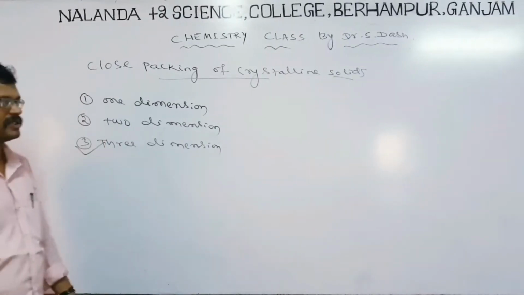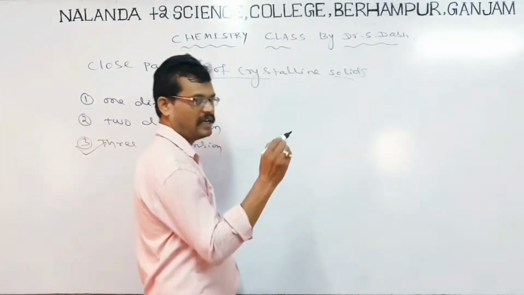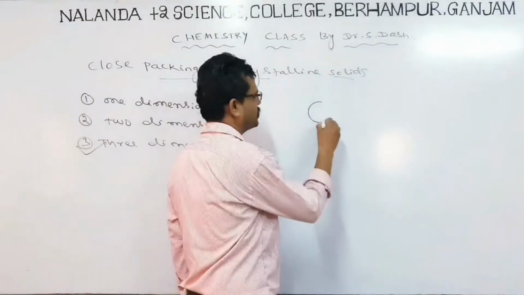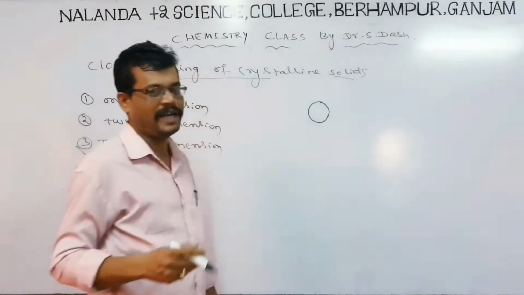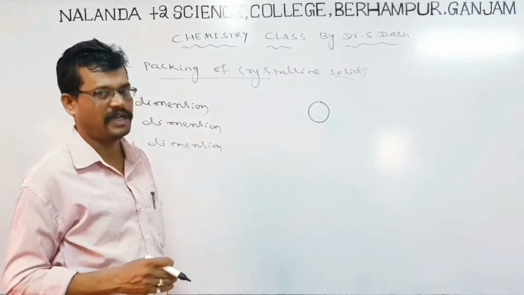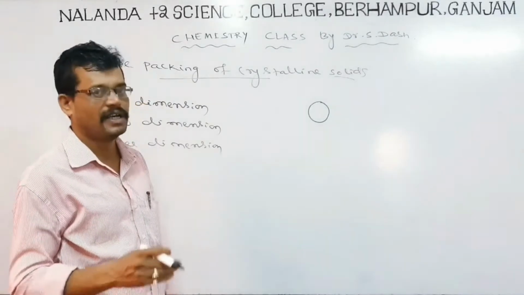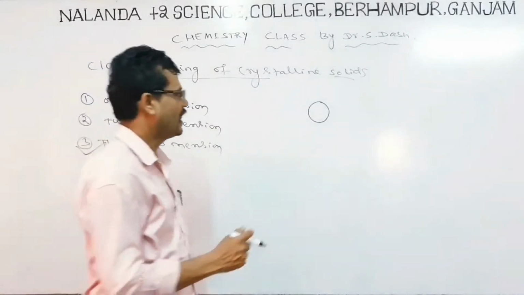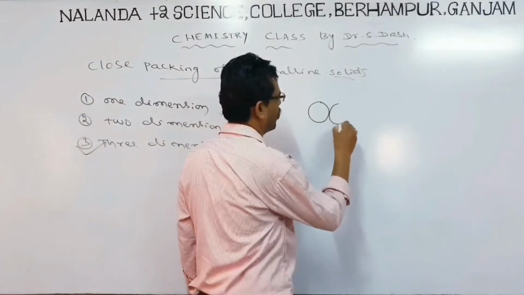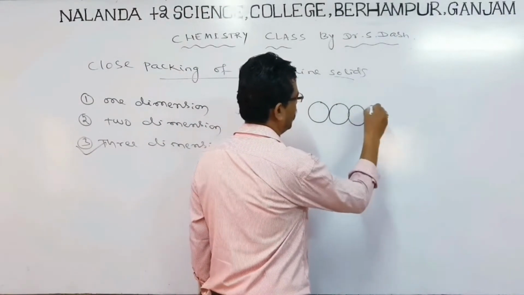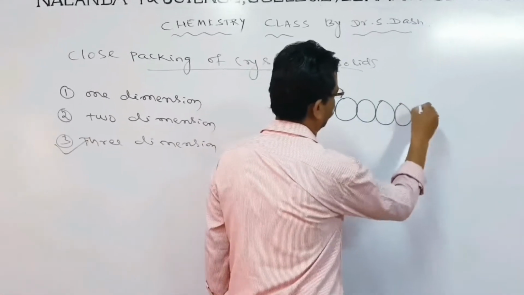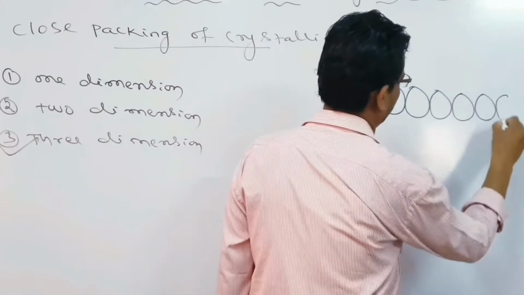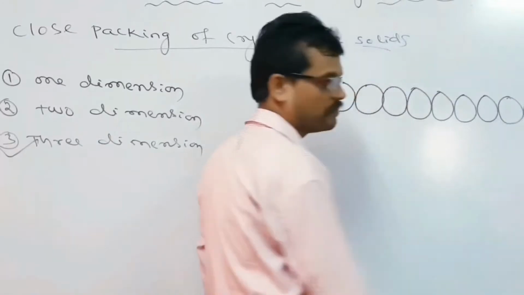Let us go one by one. Last time we discussed three-dimensional space, so let us now take one-dimensional space. If a solid is considered like a sphere, and we arrange them systematically in one dimension, then what will happen? These spheres will continually attach to one another and form lines, and these lines will continue.